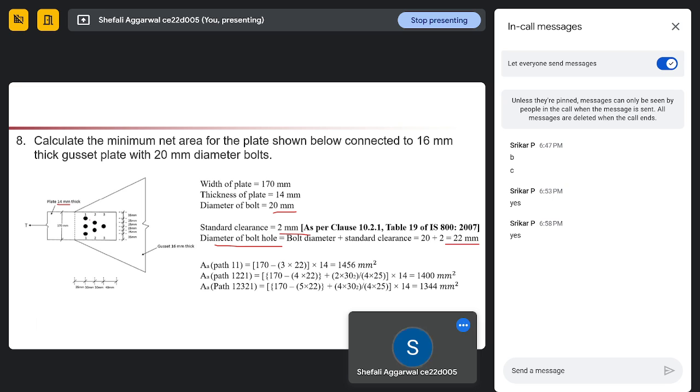First we are calculating at this section 1-1-1. At 1-1-1, we have 170 minus 3 into hole diameter into thickness of plate. Second is 1, 2, 2, 1, this area. For this area, we have 4 bolts, right? And last is the 1, 2, 3, 2, 1. In this area, we have 5 bolts.